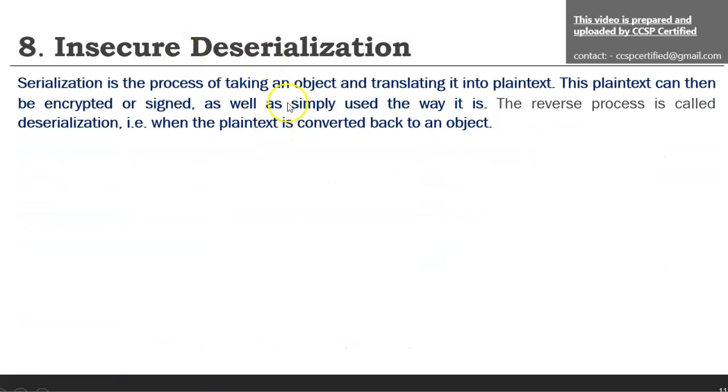Now we'll start with insecure deserialization. First, we have to understand what serialization is. Serialization is a process of taking an object and translating it into plain text. When you convert an object to plain text, that is serialization. The reverse is when we convert the plain text back to the object. When we convert the object to plain text, we can perform encryption or signing and make it secure in different ways. And why and where do we require it?